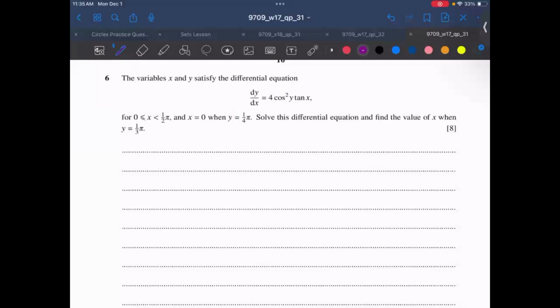In question 6, the variables x and y satisfy the differential equation as given. We have to solve the differential equation and find the value of x when y equals 1/3 π. Now, in the first step, we bring the y terms with dy. So we'll write it as dy divided by cos² y, and we'll write it as 4 tan x dx.